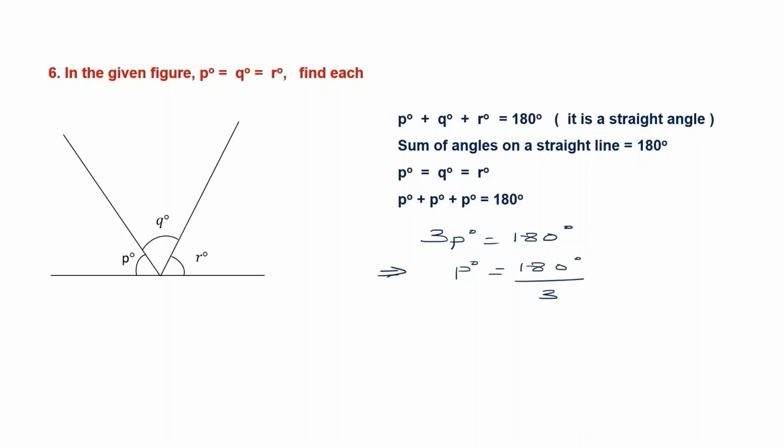How did this become division? Now this is 3 into P. When I transpose it to the right hand side, multiplication becomes division.